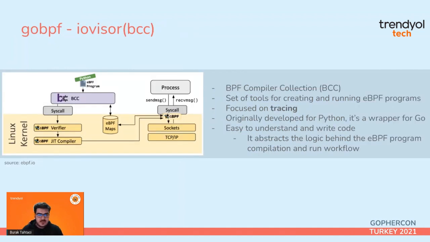The other project is GoBPF, which is developed as a part of IOVisor's BPF compiler collection project, which is called BCC. BCC provides lots of useful tools to load and run eBPF programs. It abstracts the logic behind the compilation and verification from the user, so it's easy to develop eBPF programs with BCC. This library focuses on tracing. But BCC was originally developed for Python, and GoBPF is the Go wrapper for BCC.